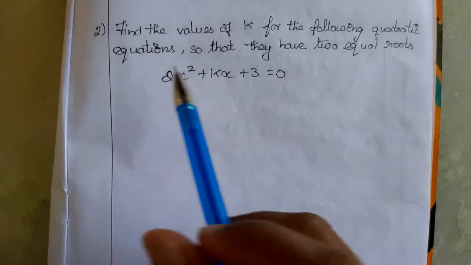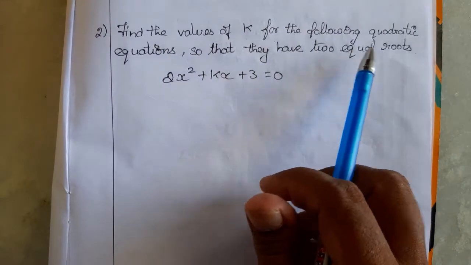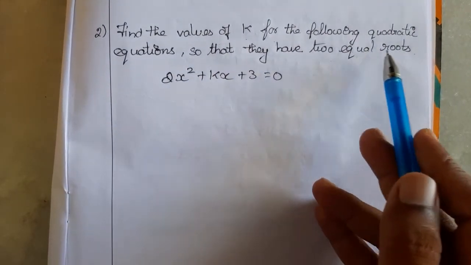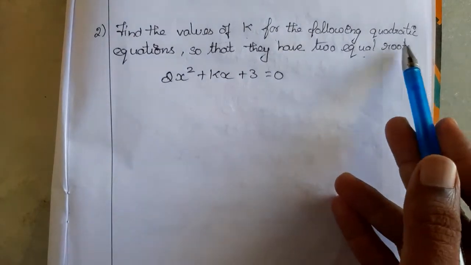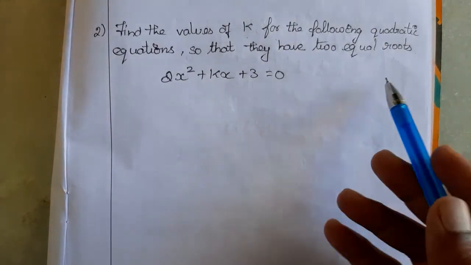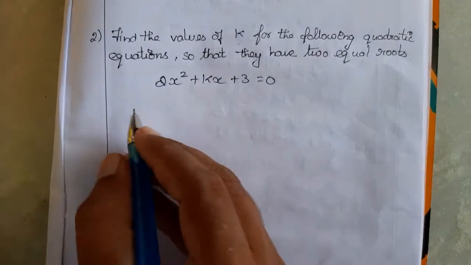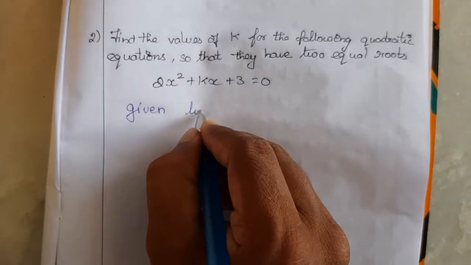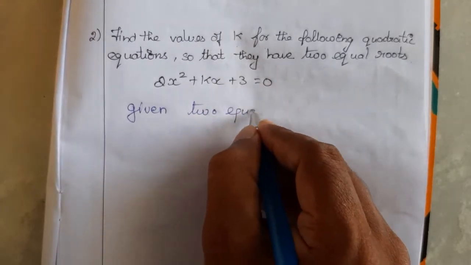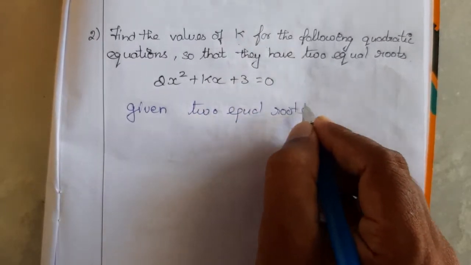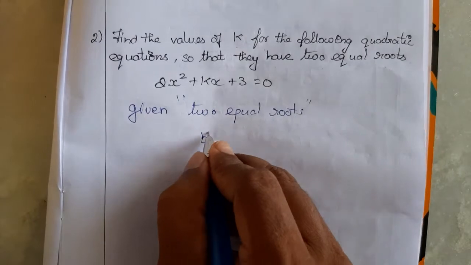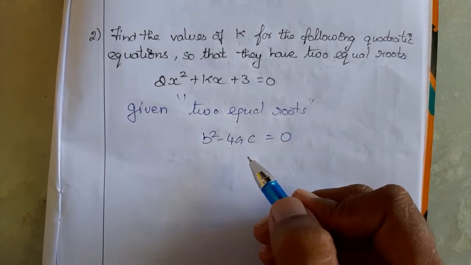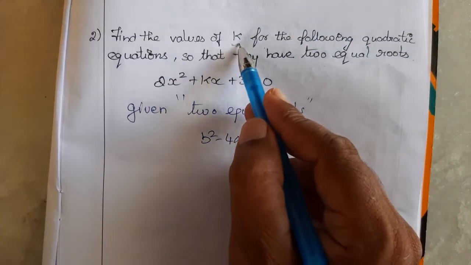So here we go for another problem. Find the value of k for the following quadratic equation so that they have two equal roots. So they have given two equal roots. The condition is given. So if there are two equal roots, then what will be the discriminant? So given two equal roots, that means b square minus 4ac is equal to 0.